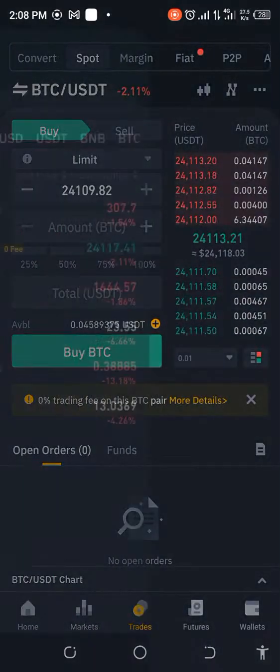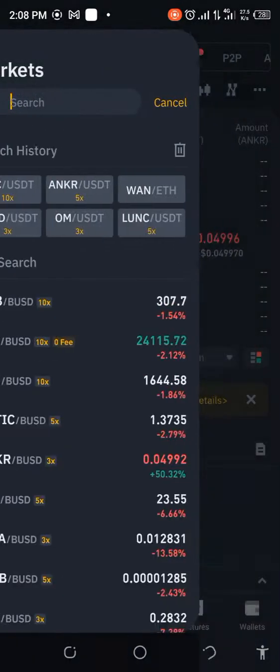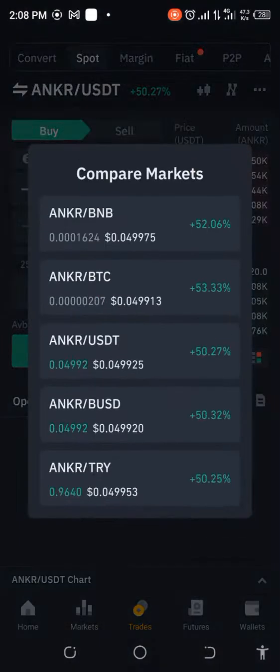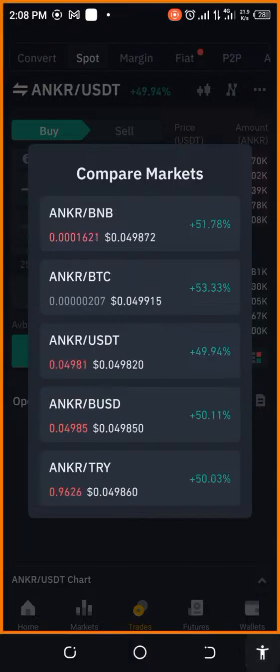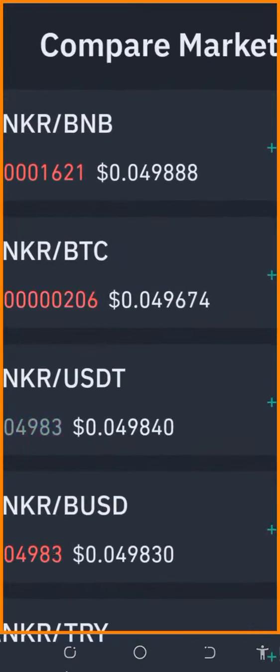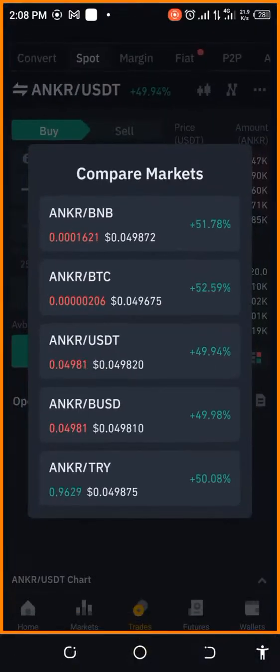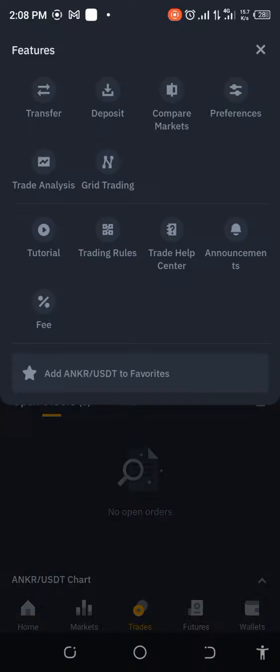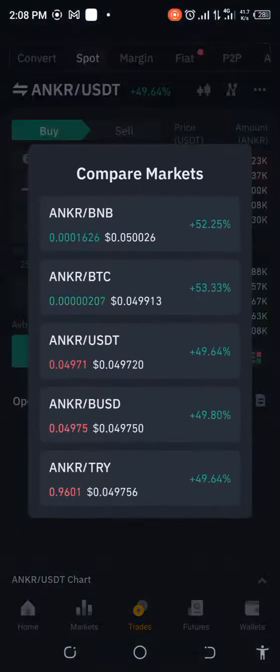Okay, let me go back now. I'm going back to ANKR itself, and then I'm going to check what's happening currently on the compare markets. Okay, I can see the price is going down drastically, but it's going to come back up with full force. Okay, so let's go back and place our sell limit. We'll place our sell limit for 213. That's what we're going to put it as.